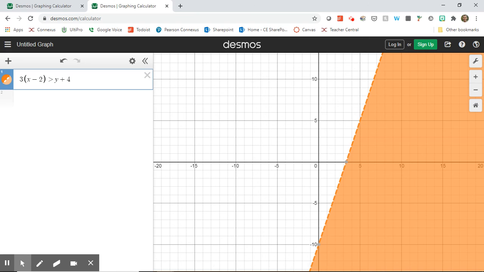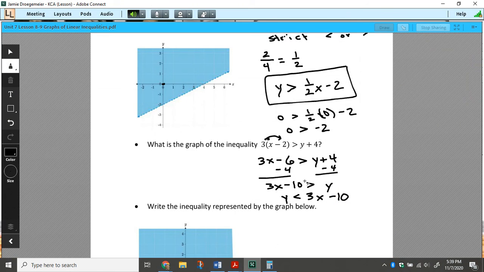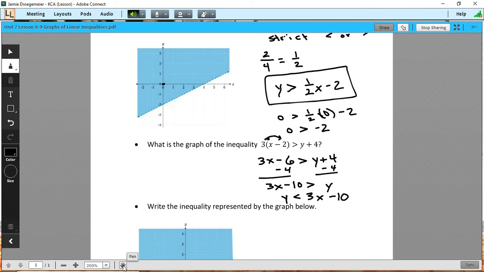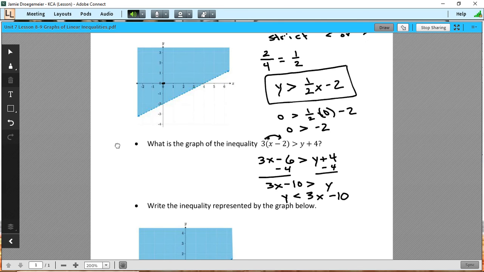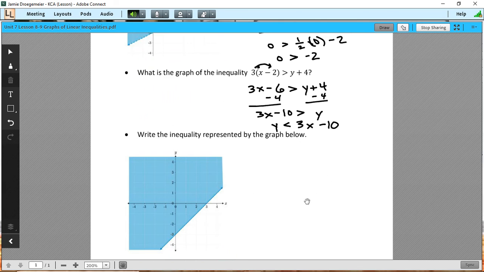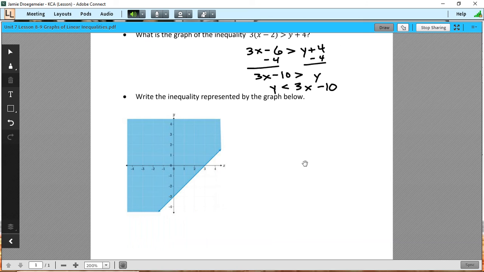All right, and then we've got one more example, I believe, here. Let me pull that back up. So again, we're given a graph. We want to write the inequality for that graph. Notice this time we have a solid line that's drawn. And so that tells us that this is a non-strict, so it's either less than or equal to or greater than or equal to. Our y-intercept here is at negative 3.